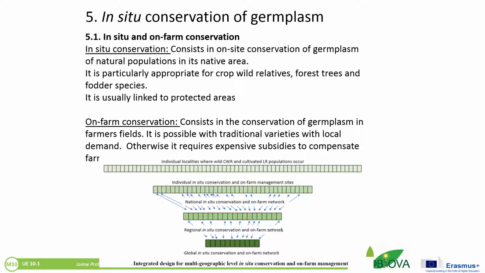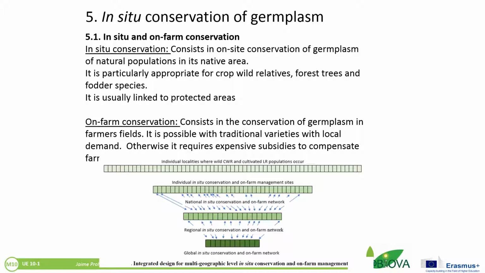A different type of conservation is the so-called on-farm conservation, which consists in the conservation of germplasm in farmers' fields. This means that the traditional varieties are conserved by farmers. However, due to the cost, this is often possible only with traditional varieties with local demand. Otherwise, it requires expensive subsidies to compensate farmers.